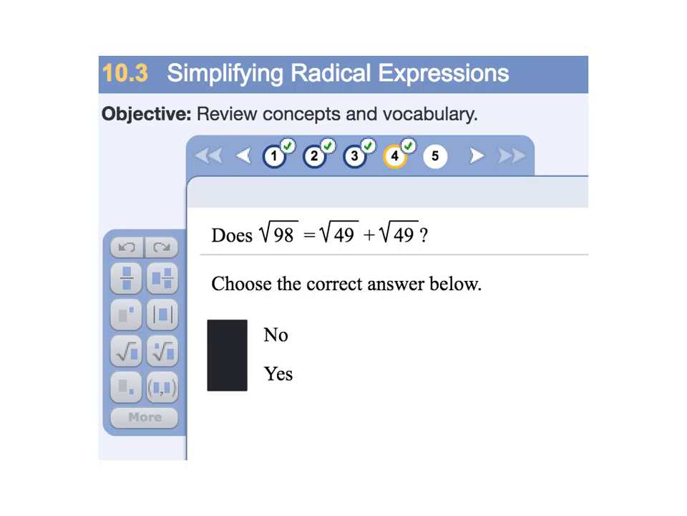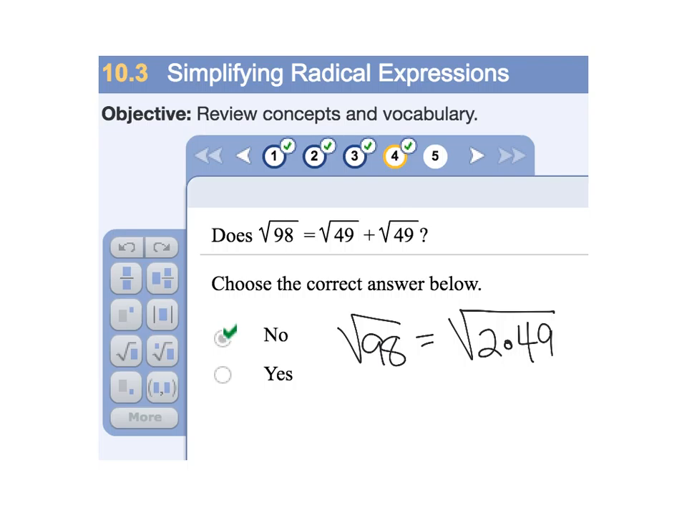So here, does the square root of 98 equal the square root of 49 plus the square root of 49? The answer is, quite frankly, it's just a simple no. And why is that? Well, that's because the square root of 98 is really the square root of 2 times 49. So if we wanted to break it up or expand it in some way, it would actually be the square root of 2 times the square root of 49. It's not going to be this. So that is totally against the rules.